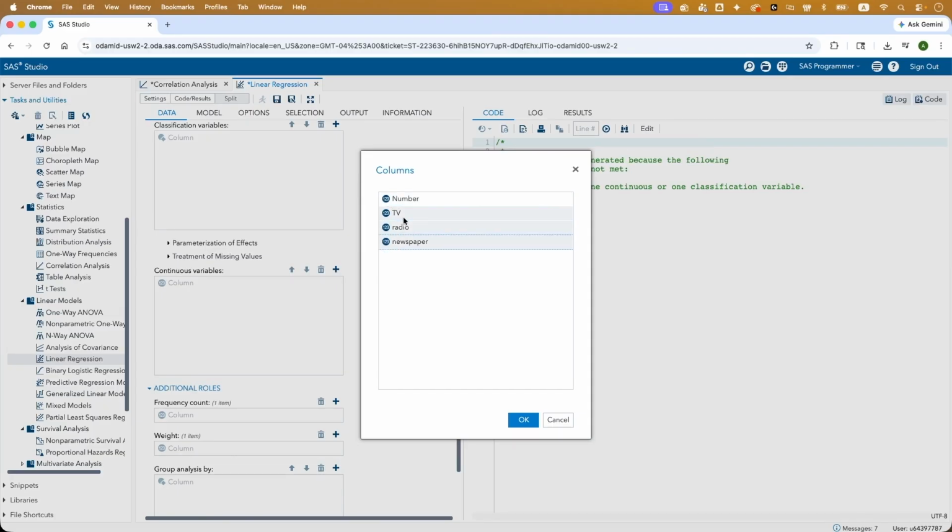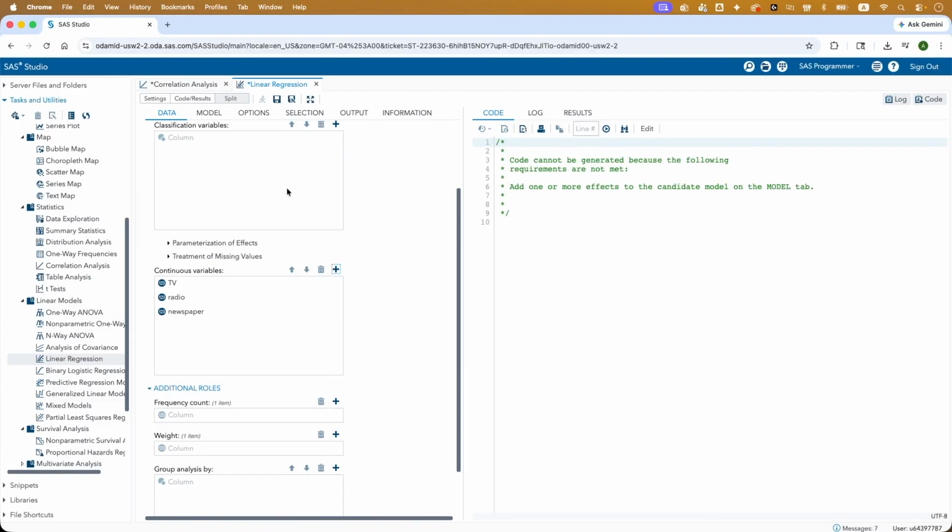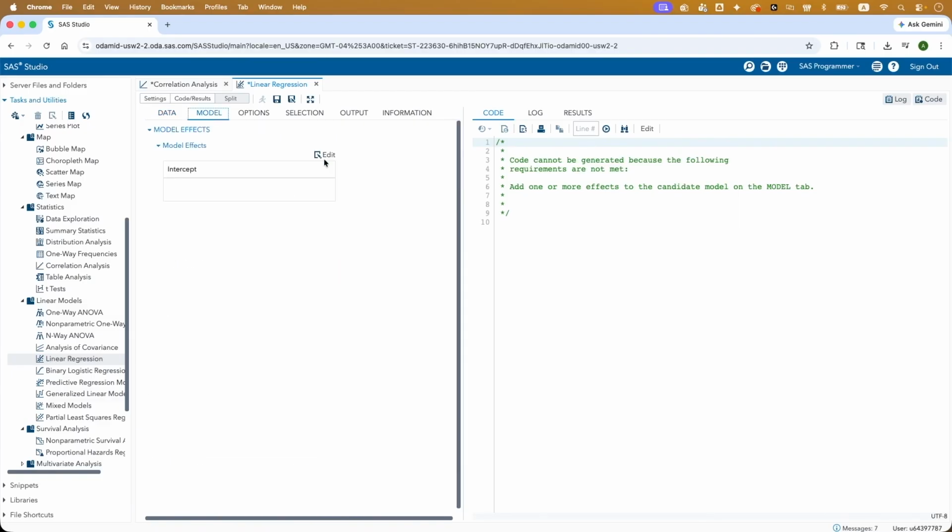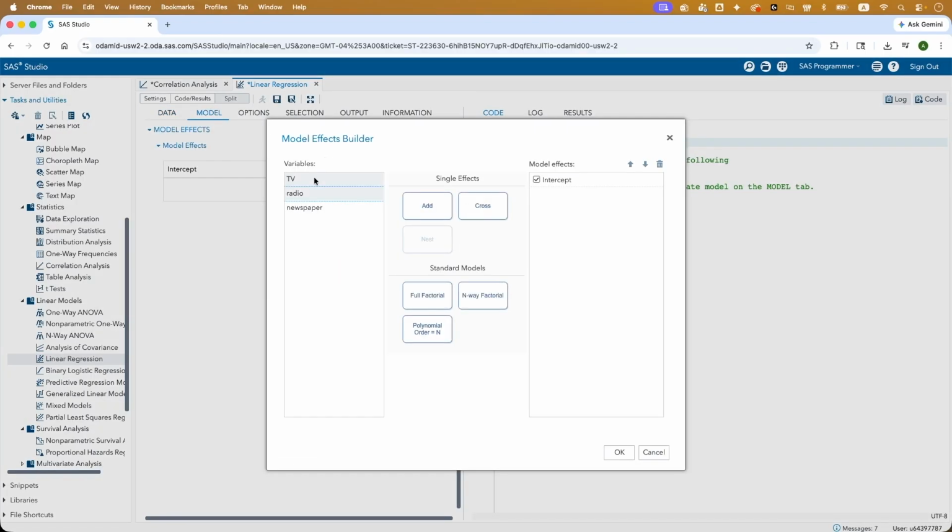Then I'm going to go to the model. I'm going now to build the model. I'm going to add TV, radio, newspaper. I'm going to add them as single effects, TV, radio, newspaper, as they are. Can we add more? If you want to add more terms, we can do this from here, but not now, because now we add just the predictors, the raw predictors as they are.